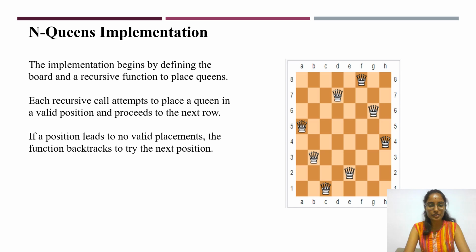N queens implementation. The implementation begins by defining the board and a recursive function to place queens. Each recursive call attempts to place a queen in a valid position and proceeds to the next row. If a position leads to no valid placements, the function backtracks to try the next position.